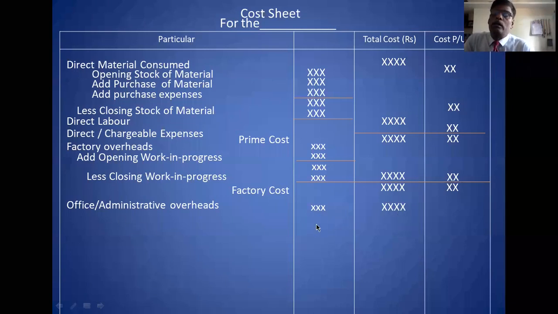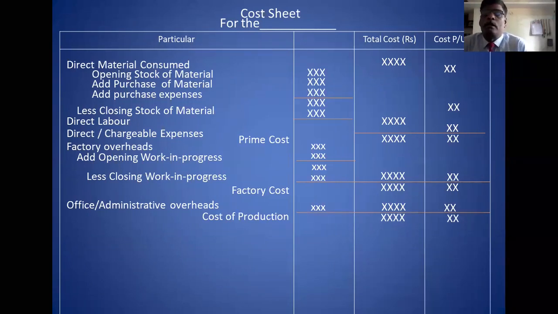Take the total in the inner column or directly take it to the total cost column. You write all the items coming under the administrative overhead in the inner column, then take the total to the total cost, divide by the number of units produced. This will give you the cost of production. This is called cost of production. What is the cost of production? Total, what is the cost of production per unit? Per unit.